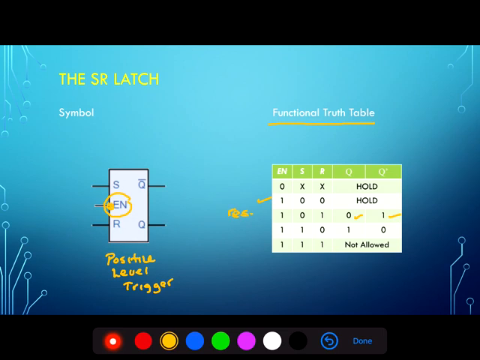And when the opposite is true, S is equal to 1 and R is equal to 0, that induces a set state where the output goes to 1 and the inverse of the output goes to 0. And finally, when the clock is high and S and R are both 1, we get an output that's not true to Q and Q0, which we'll take a more detailed look at later. And when enable is low, the latch is not active, so regardless of what S and R are, the latch goes into a hold state and the values of Q and Q0 remain constant.